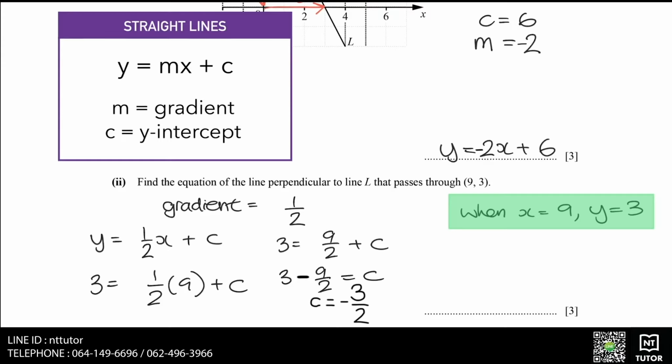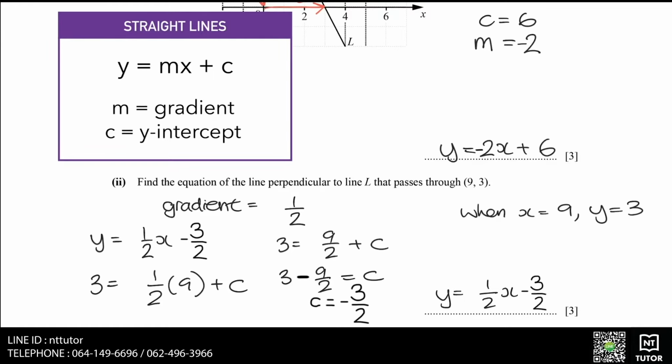Once we get c equals minus 3 over 2, we have everything we need for the equation of the line perpendicular to L. So the line perpendicular to L that passes through 9, 3 is y equals a half x minus 3 over 2.